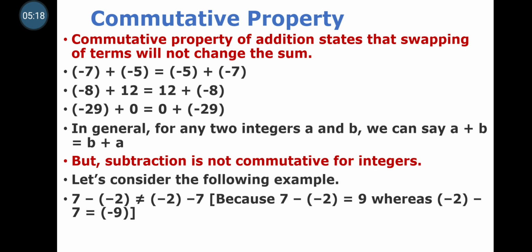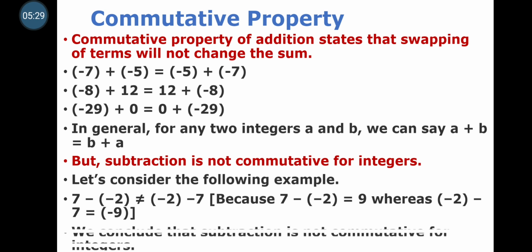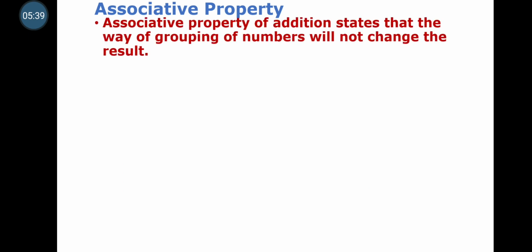So that's why you can't swap the numbers in case of subtraction. That's why the commutative property does not hold good for subtraction. We conclude that subtraction is not commutative for integers. Associative property. The associative property of addition states that the way of grouping of numbers will not change the result.